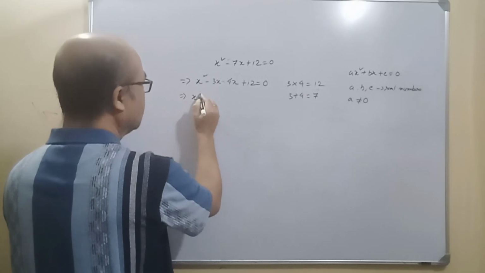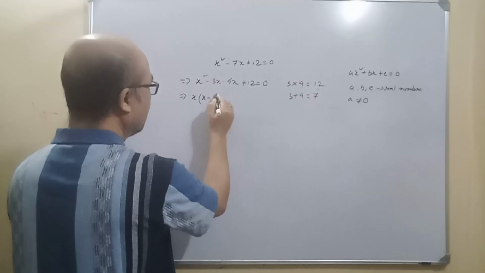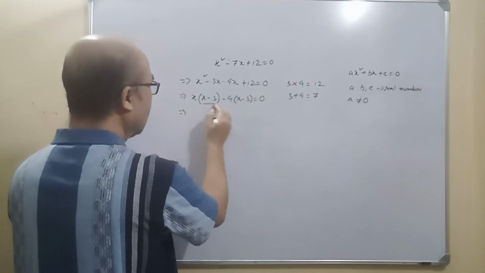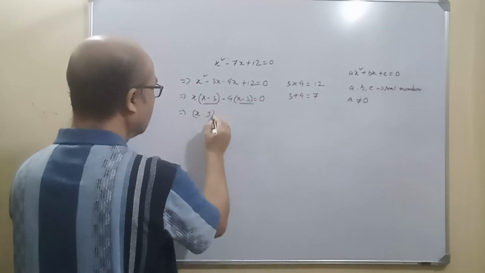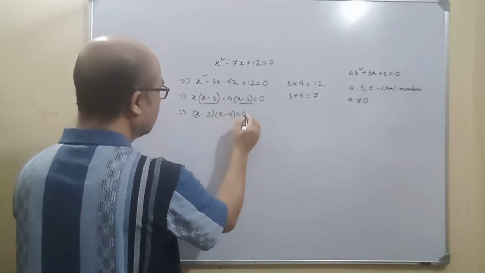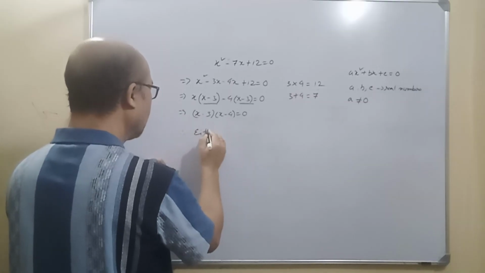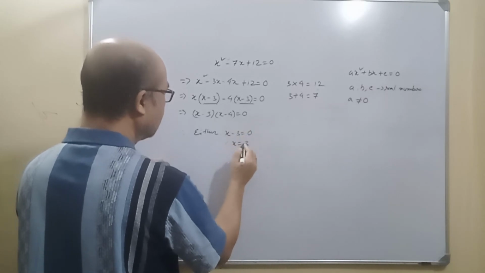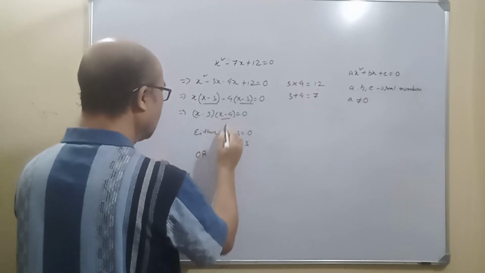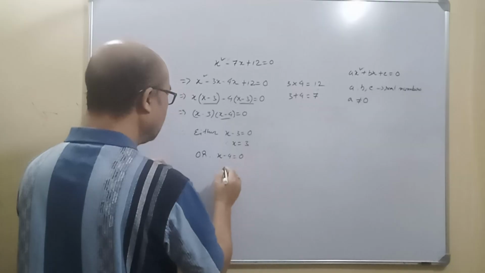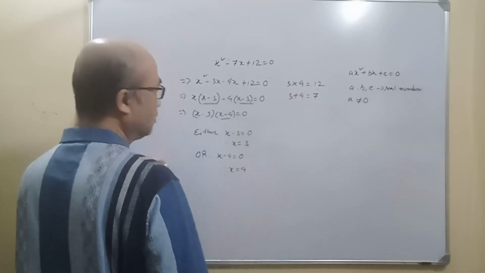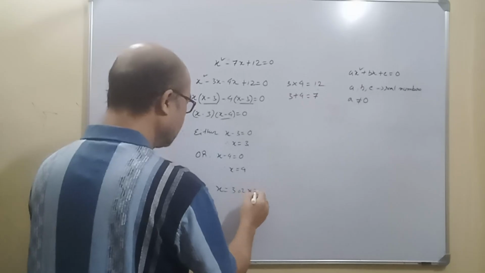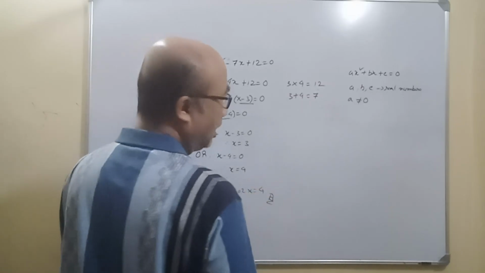So this can be written as x into x minus 3, minus 4 into x minus 3 is equal to 0. x minus 3 is common, so x minus 3 into x minus 4 is 0. Hence either x minus 3 is equal to 0, that means x is equal to 3, or x minus 4 is equal to 0, hence x is equal to 4. Hence x is equal to 3 or x is equal to 4, and that is your answer.